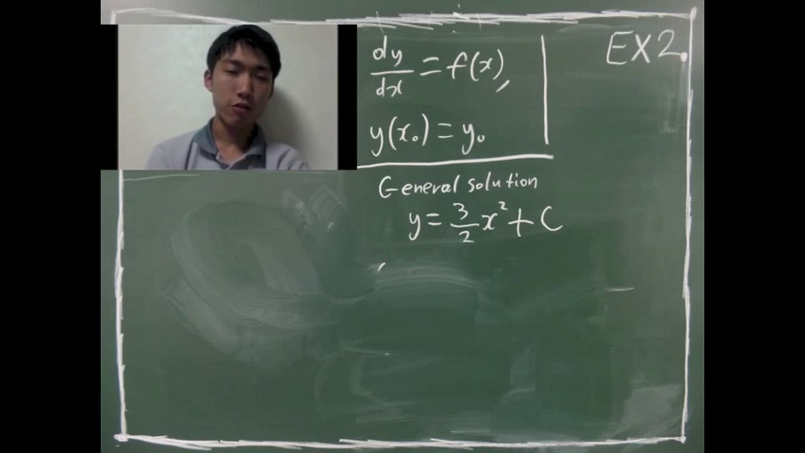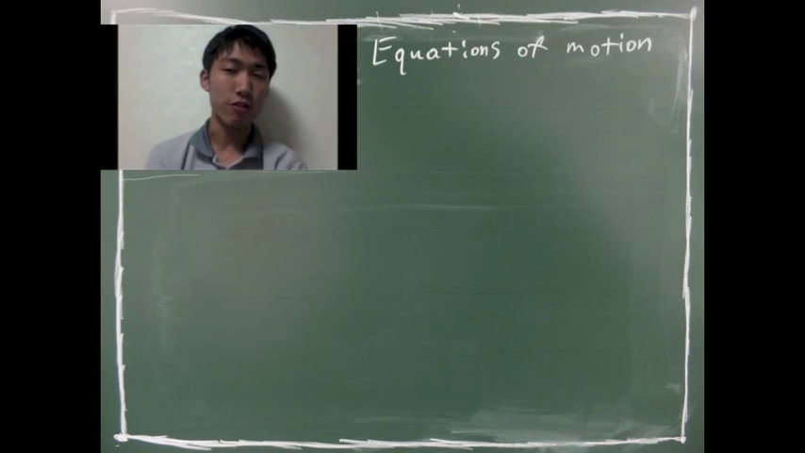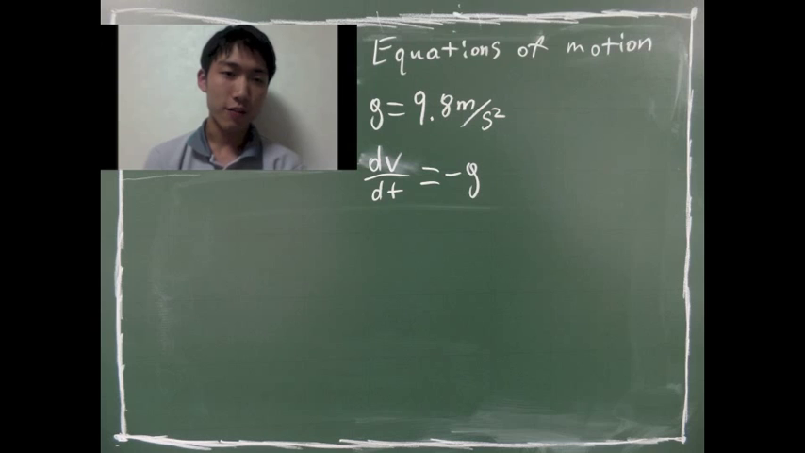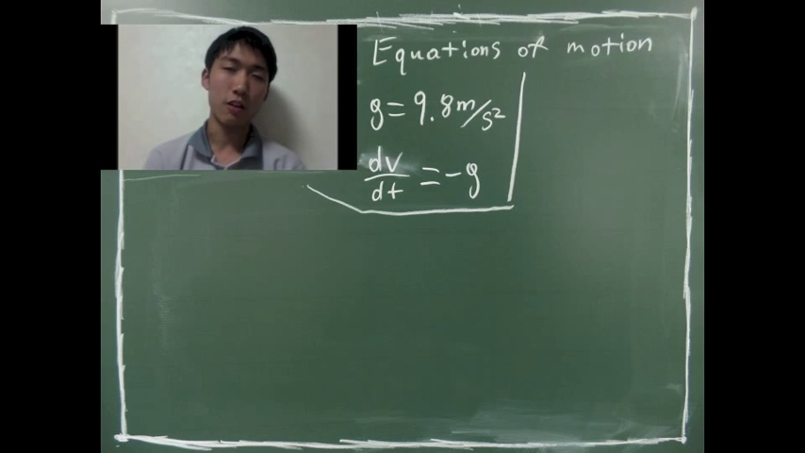Now I will introduce a new topic related to differential equations: equations of motion. When an object is dropped near the surface of the Earth, the acceleration due to gravity is 9.8 meters per second squared. This means that for every 1 second that the object is in free fall, it gains 9.8 meters per second of velocity. This can also be written like this: dv/dt = -g.